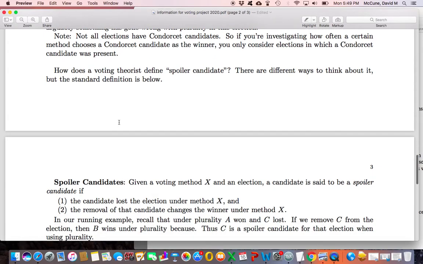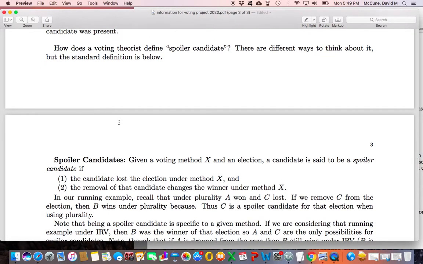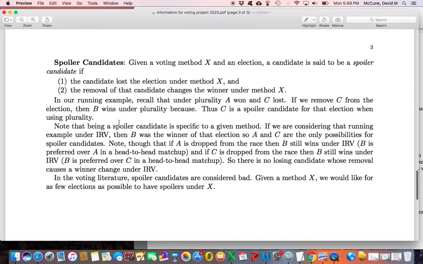Finally, how does a voting theorist define a spoiler? Again, if you are monitoring this debate at all, the term spoiler is thrown around all the time. And it's not clear to me that the people who use the term actually know what they mean. But anyway, here's a mathematical definition that's rigorous.